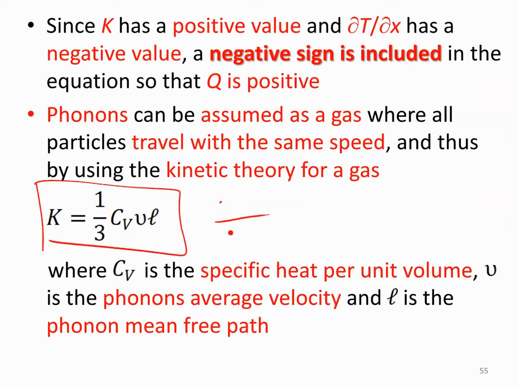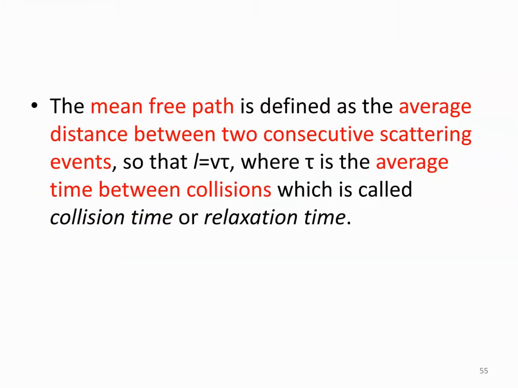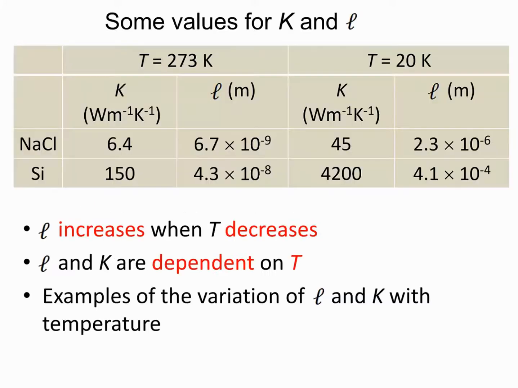This equation, okay? So from this equation, Cv is the specific heat per unit volume at constant volume. Then v is the phonon average velocity, and L is the phonon mean free path. So the mean free path is defined as the average distance between two consecutive scattering events. So the mean free path equals v times tau, where tau is the average time between collisions, which is called the collision time or relaxation time.